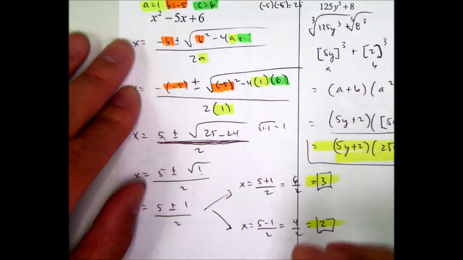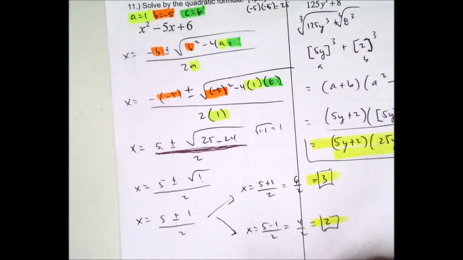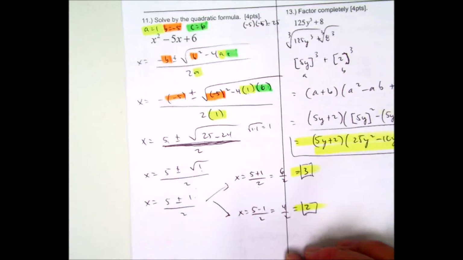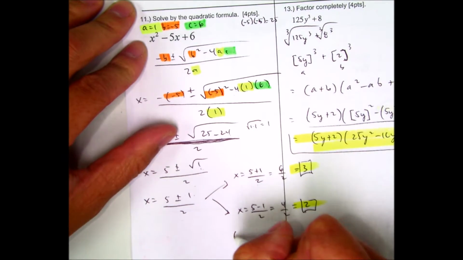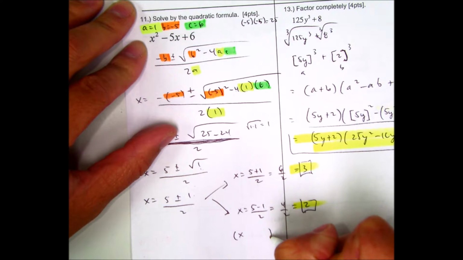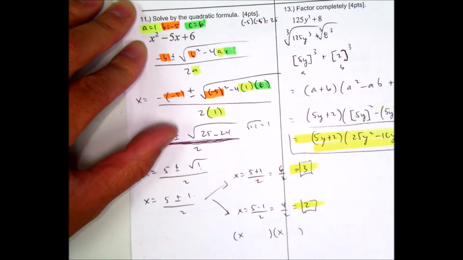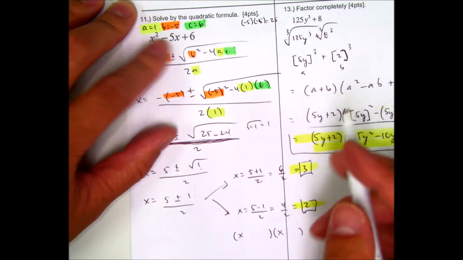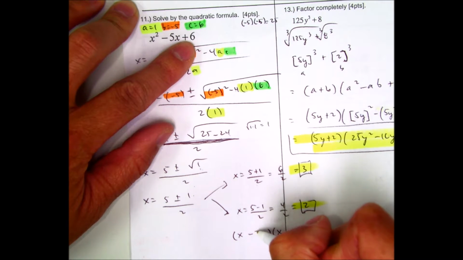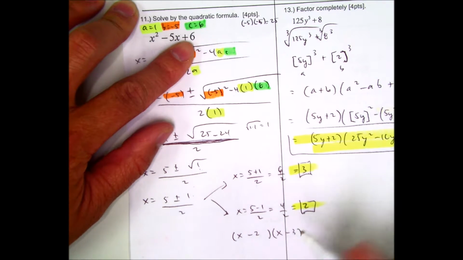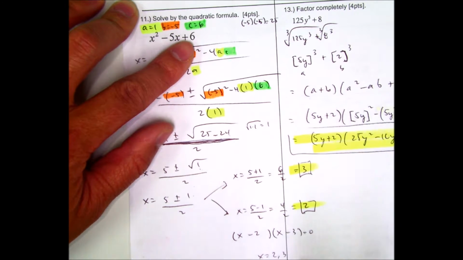Now another way you could have checked this answer, if you were understanding your factoring or your math skills, is you could have actually just factored this. Two numbers that multiply to be 6 but add to be negative 5 are just x minus 2, x minus 3. Do the zero product rule and you'll get 2 and 3 as well. Good way of checking your answer.